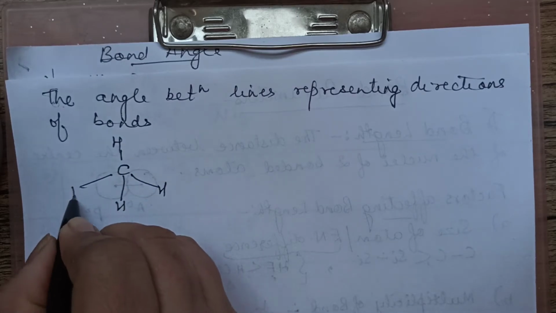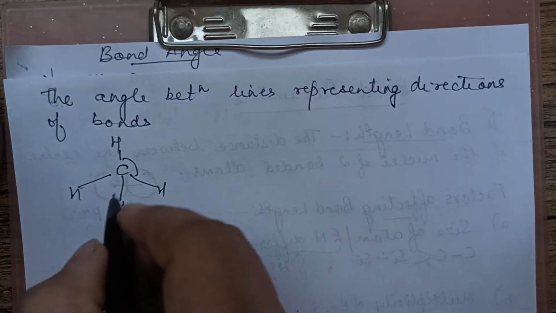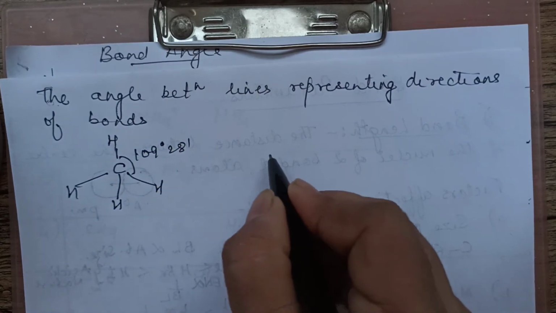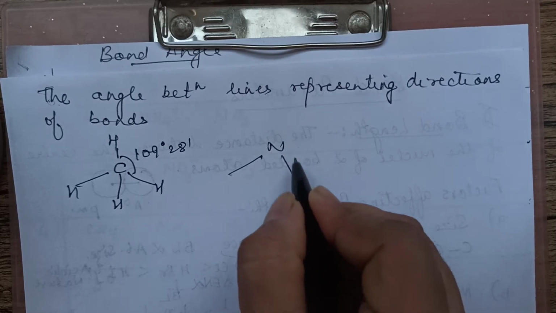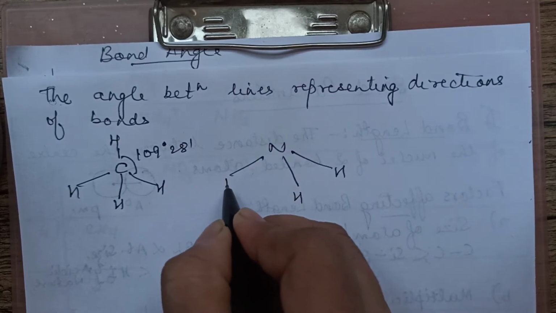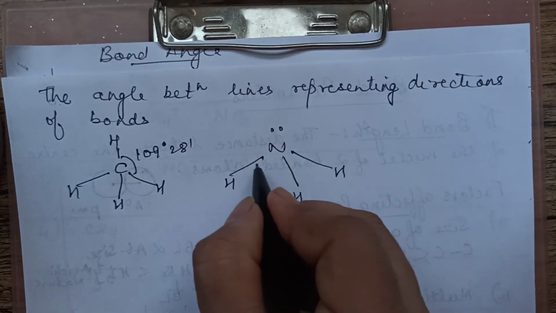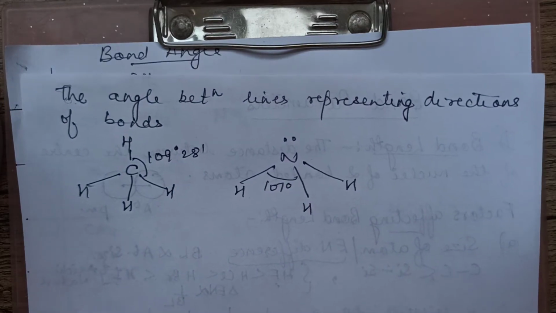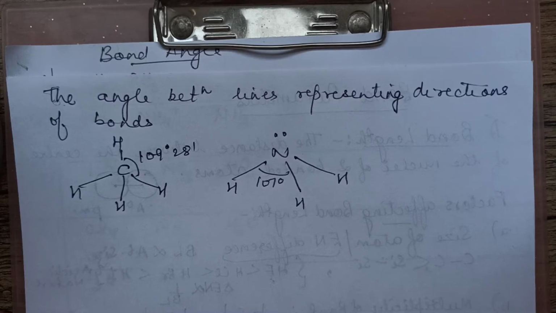Like we say for methane, we represent it like this. So between these lines, what is this angle we are representing? This is 109 degrees 28 minutes. Likewise, we write down for ammonia. We write the structure as pyramidal. There is one lone pair, of course, and this bond angle is 107 degrees. So there must be some factors deciding what the bond angle will be. So we will be discussing these factors.